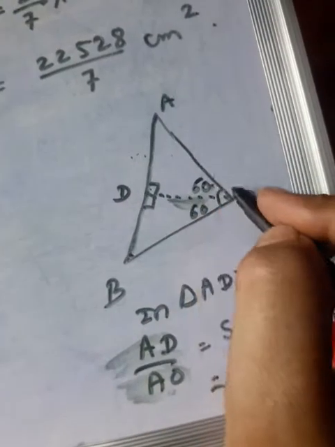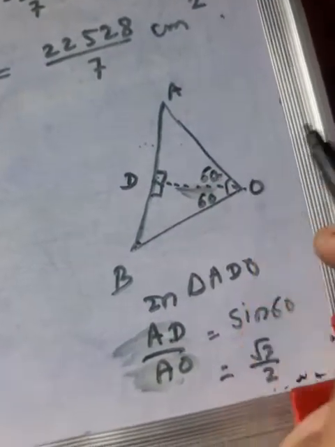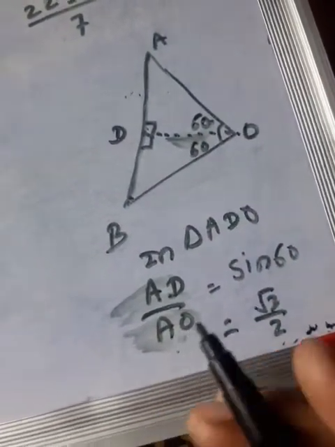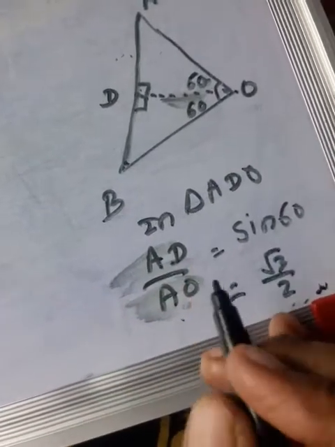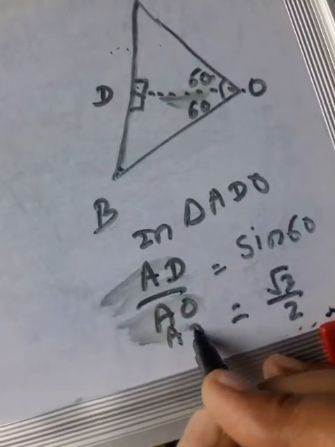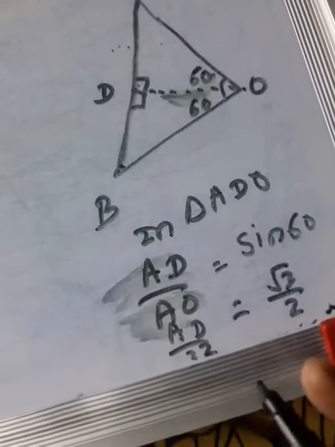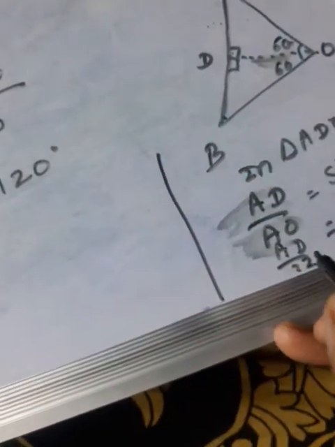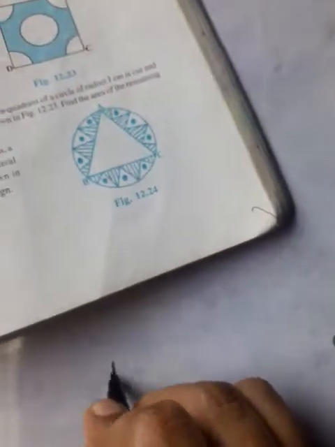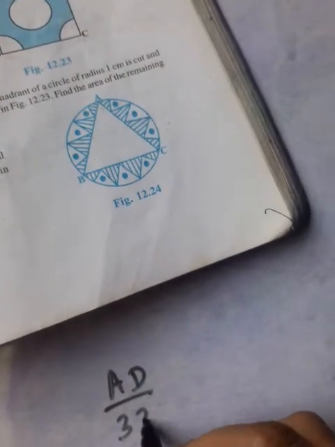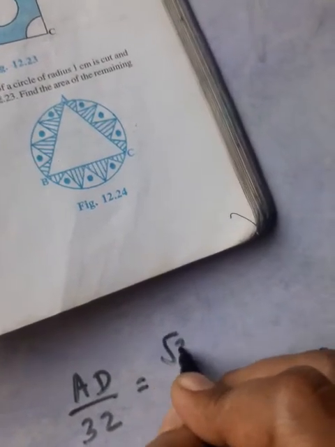AD is not given, but AO is a radius of this circle. So AO is 32. So you will get AD upon 32. Now find the value of AD.